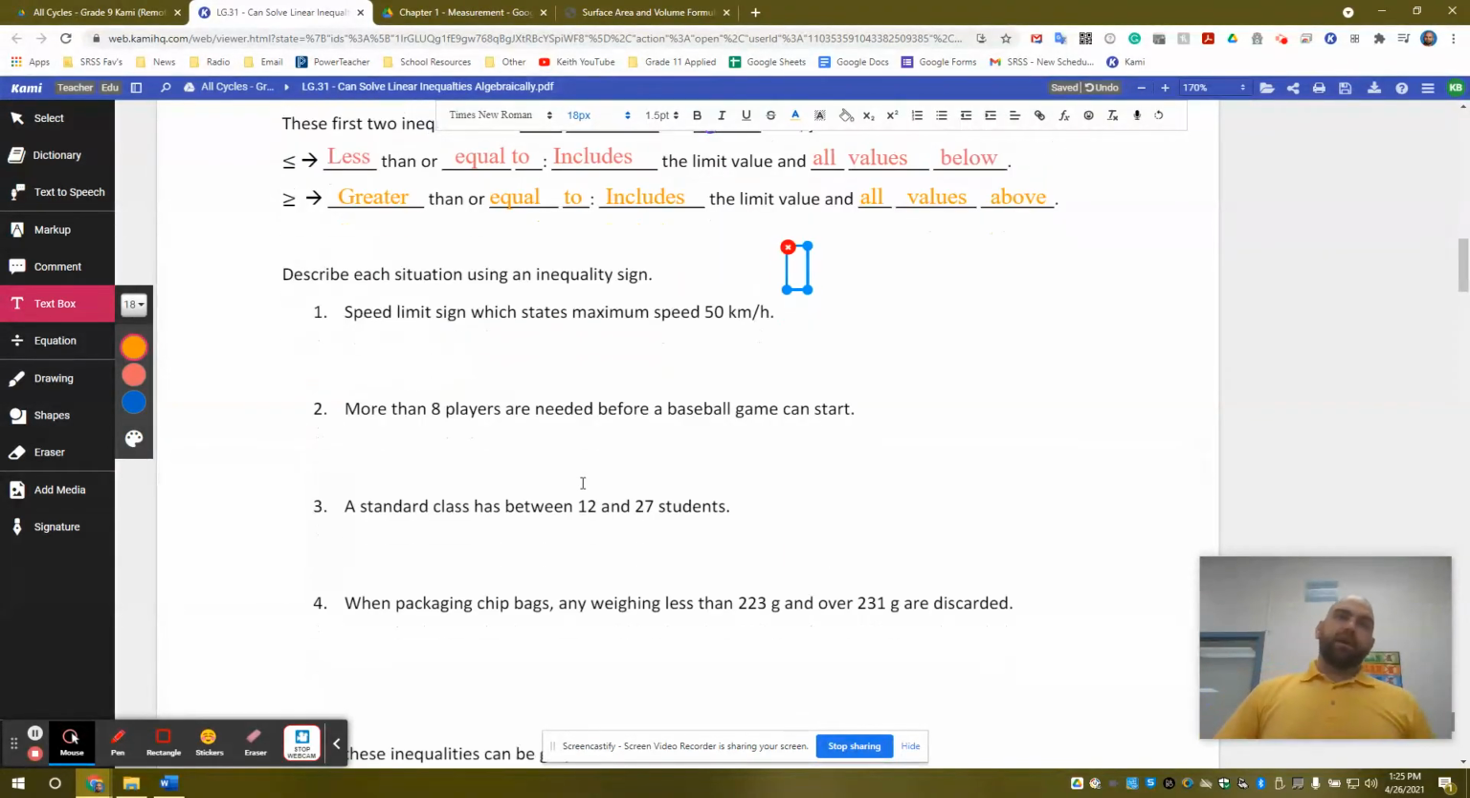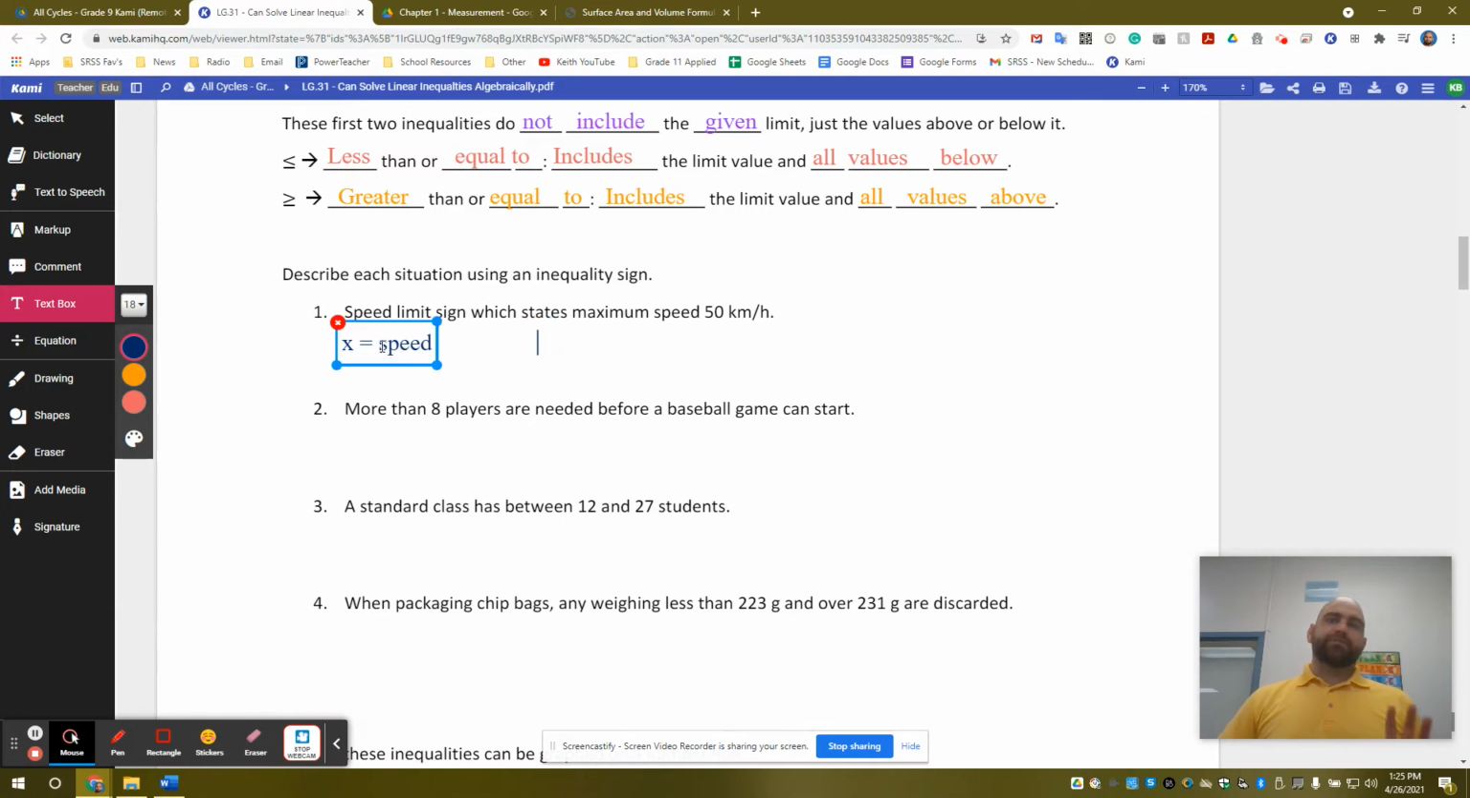Now let's describe each of the inequalities using an inequality sign. So here again, we have a speed limit sign which states the maximum speed is 50 kilometers per hour. Well, that tells us that we can go 50 or less. So the first thing we're going to do is define our speed. x is going to equal our speed that we're going. So that's x.